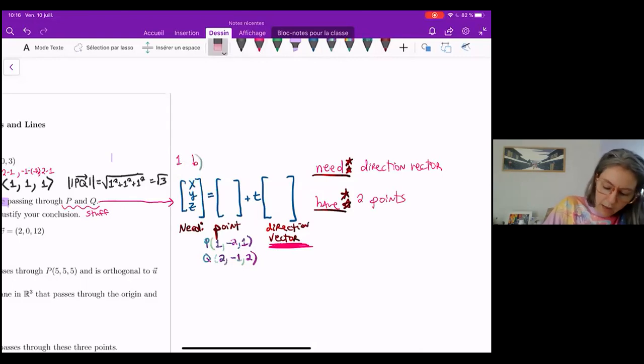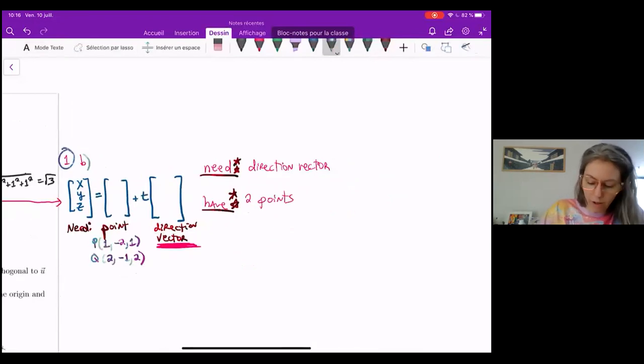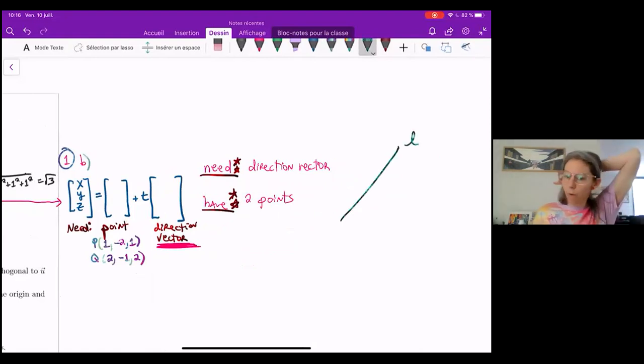Okay, so then the third step says to draw some pictures. So let's draw a picture. What I want is a line. So let's draw my line. That's going to be my line. I'll call it L. What I have is 2 points. I have a P, I have a Q. What I need is a vector that is parallel to this line. So how can I get that vector from P and Q?